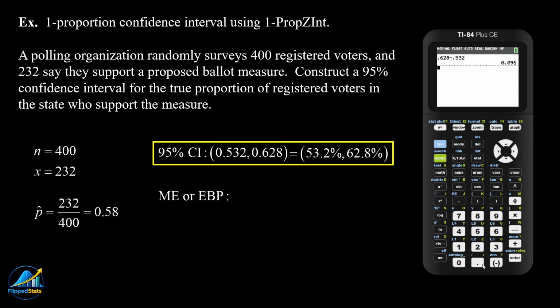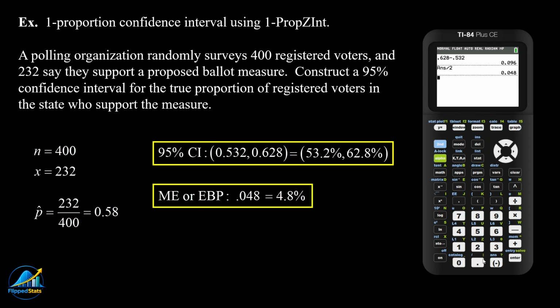That gives us the width of the confidence interval, 0.096, and then we can divide that answer by 2, and that's going to give us the margin of error. So there's our margin of error written as a decimal, that's 0.048. And again, this is probably more intuitive if we write it as a percentage. So our margin of error is 4.8%. And so we can write our confidence interval as the point estimate plus or minus the margin of error. As a decimal, that looks like 0.58 plus or minus 0.048. And as a percentage, that's 58% plus or minus 4.8%.